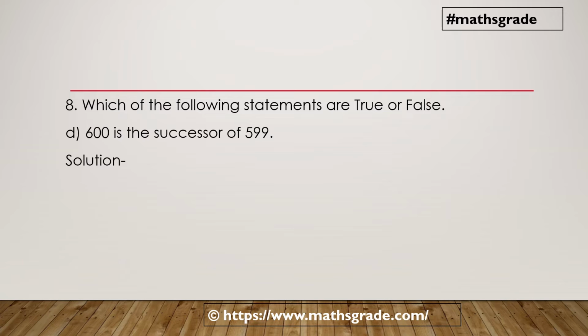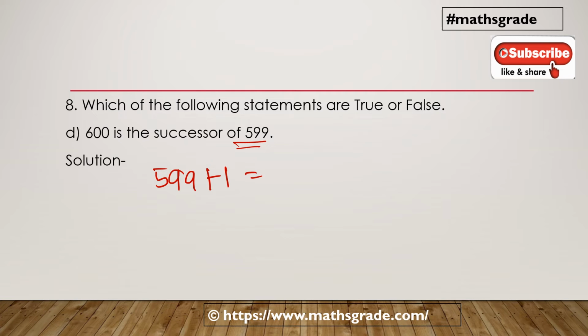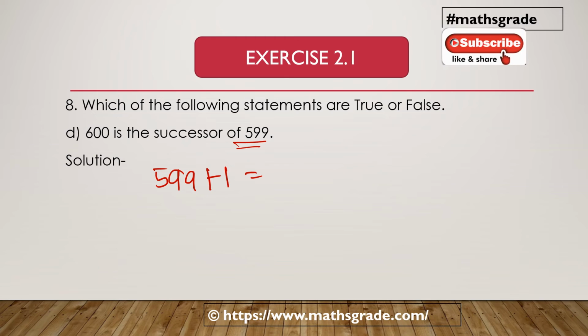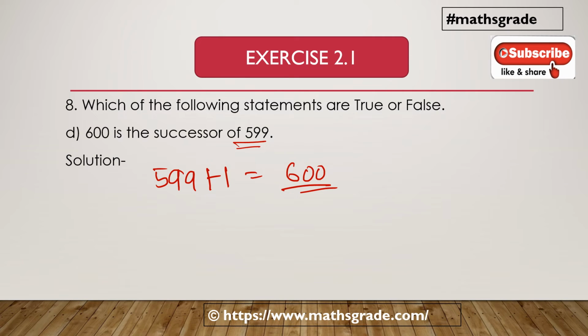Now question number D bit. 600 is the successor of 599. We have to check whether this statement is true or false. Successor is the next number or the following number. When we find out the successor of a given number, then we have to add 1 to that number. So we have to find out the successor of 599. So we have to add 1 with 599. So 599 plus 1 is 600. And 600 is the successor of 599. It is given. So it is true. So 600 is the successor of 599 is true.